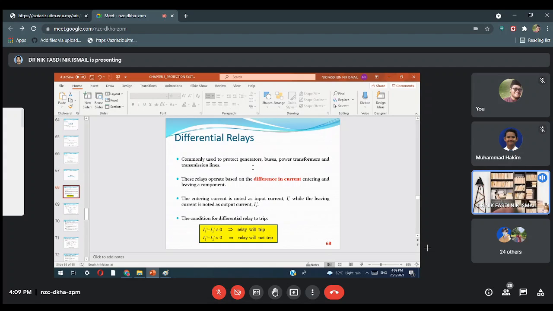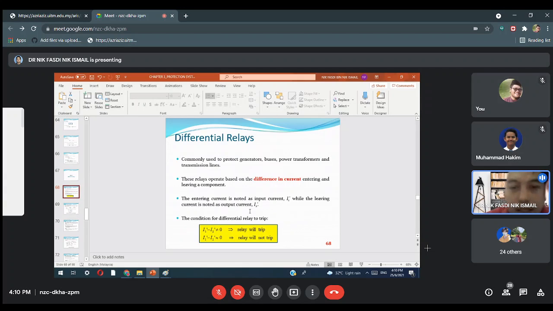Okay, this relay operates based on the difference in current entering and leaving the component. So, saya kata tadi kan based on the different current. So, in this case, different in term of current entering, current yang masuk dan current yang keluar from a component. So, maksudnya kalau you nak protect generator, current yang goes into the generator and outside from generator. If there is a difference, okay, dia akan sense the difference. Dan dia akan decide sama ada itu fault atau tidak.